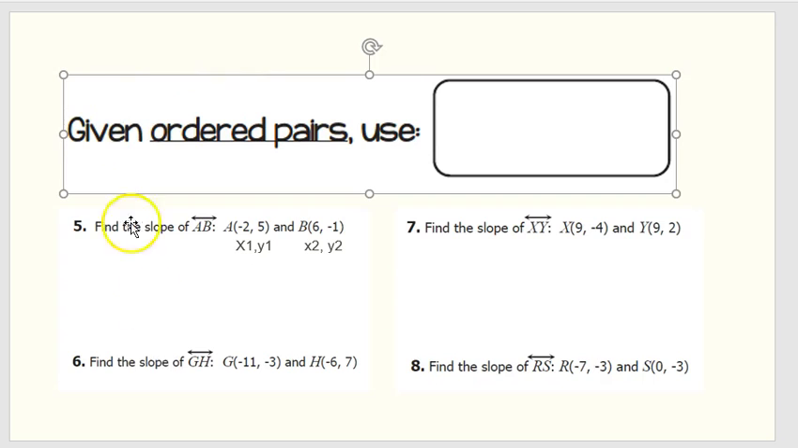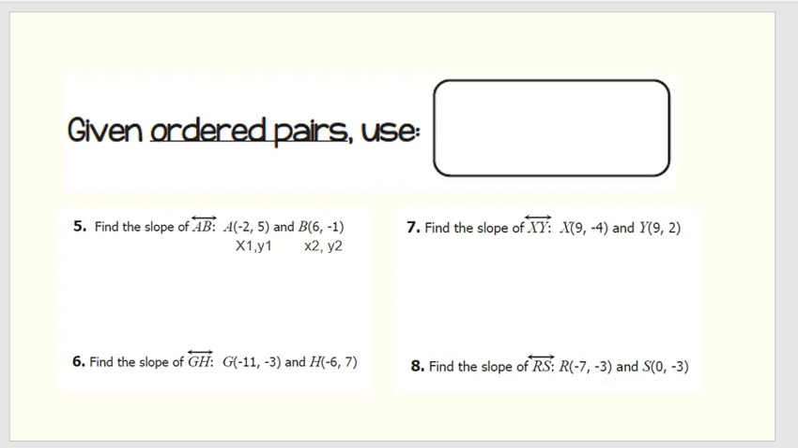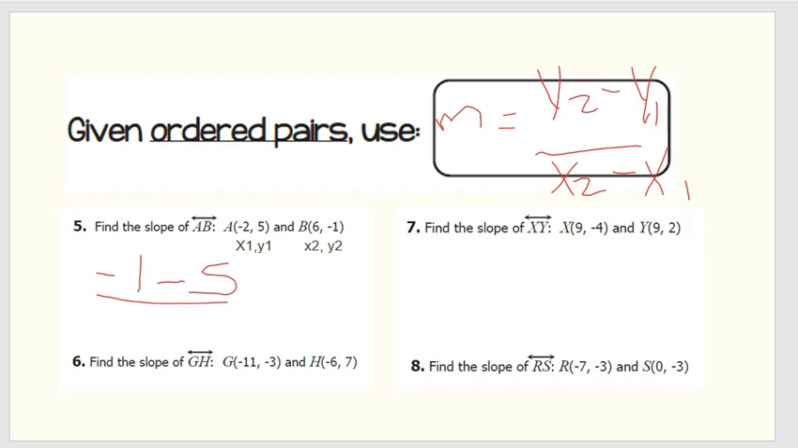Let me put the equation back, which was our slope, m equals y2 minus y1 over x2 minus x1. Still the same thing. So to calculate number 5, our y is -1 minus 5 on top. And then we would have 6 minus a -2 on the bottom.